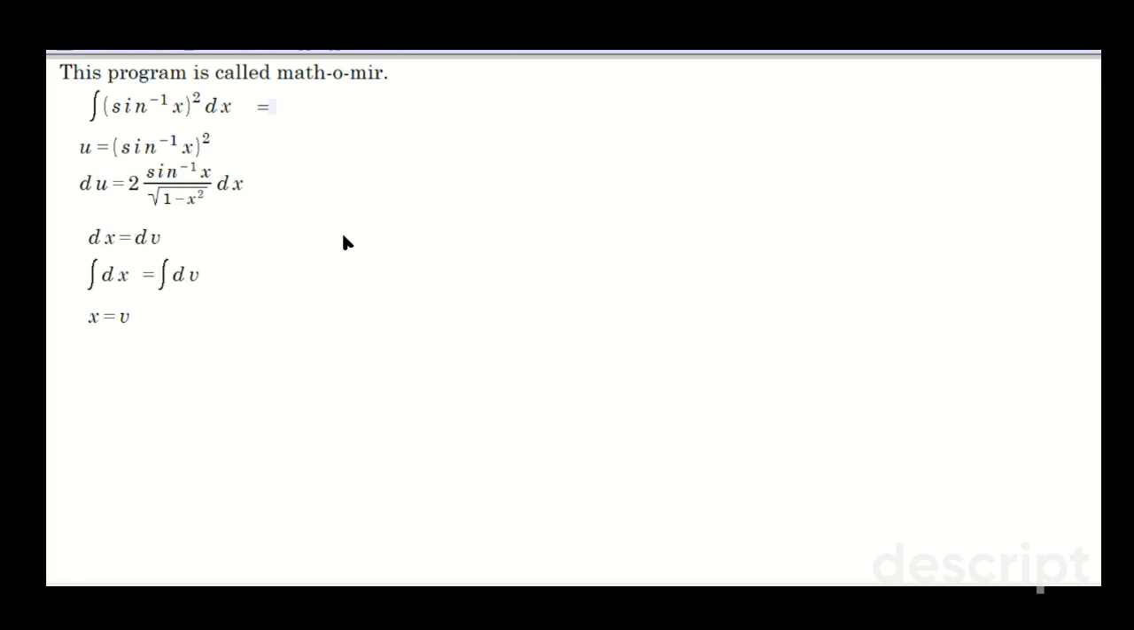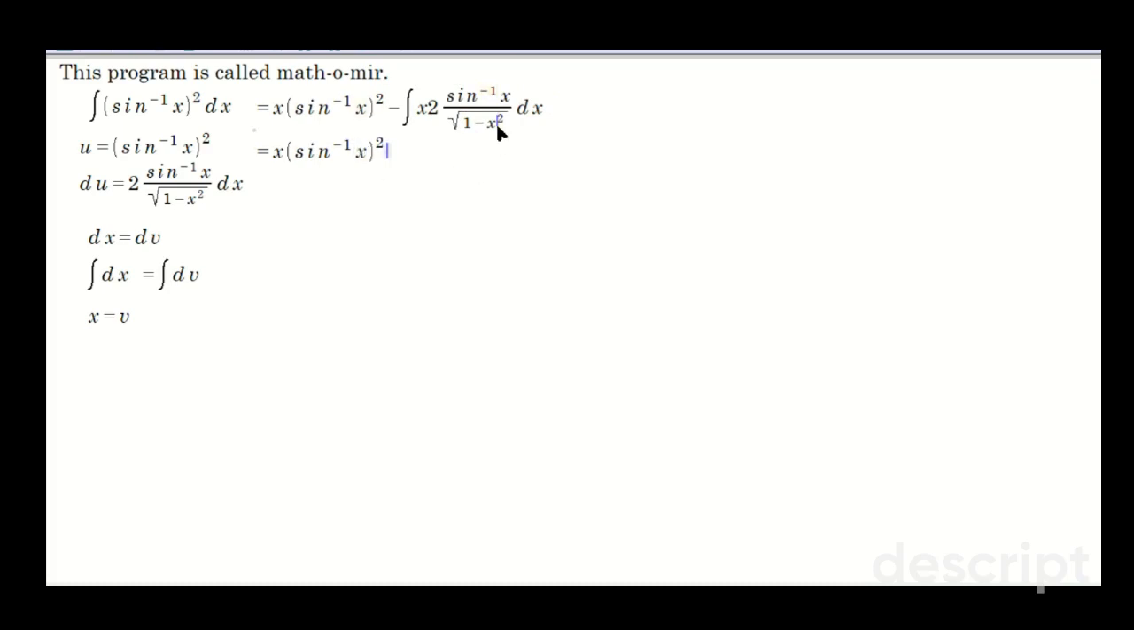So here you'll have uv, you multiply those together, so it's going to be x, because that's v, and then u is going to be the sine inverse of x quantity squared, minus the antiderivative of v du. So in our case, v is just x, but du is this whole thing. So du is all of this right here. So 2 sine inverse of x over the root of 1 minus x squared and dx. So then we continue. So it's going to be x sine inverse of x quantity squared.